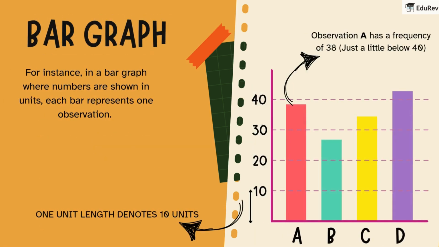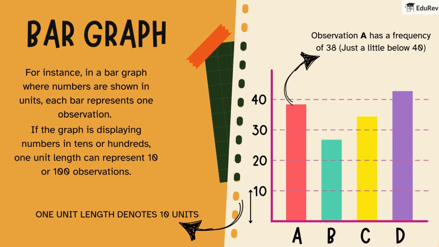For instance, in a bar graph where numbers are shown in units, each bar represents one observation. If the graph displays numbers in tens or hundreds, one unit length can represent 10 or 100 observations.